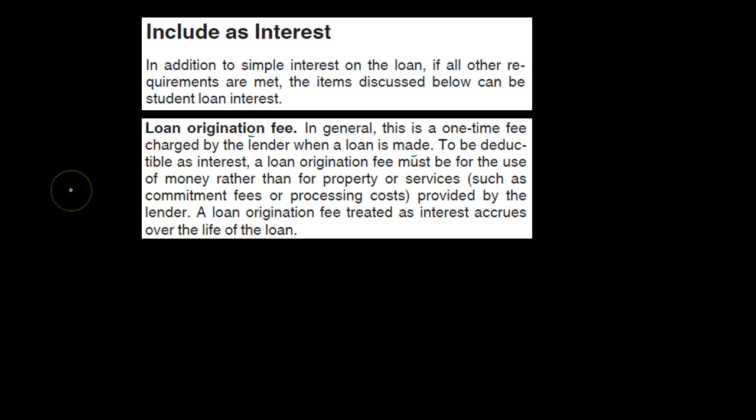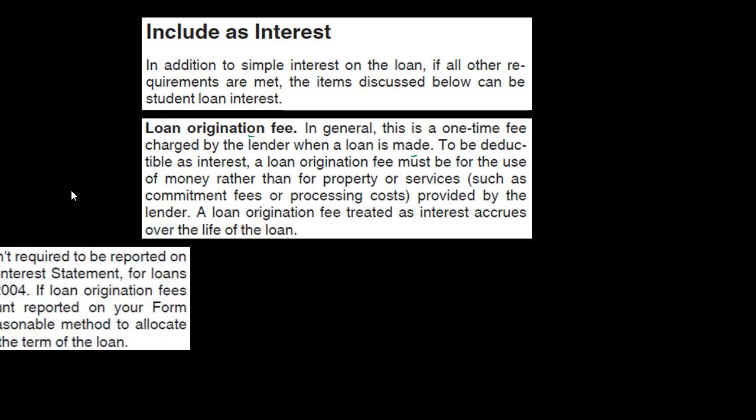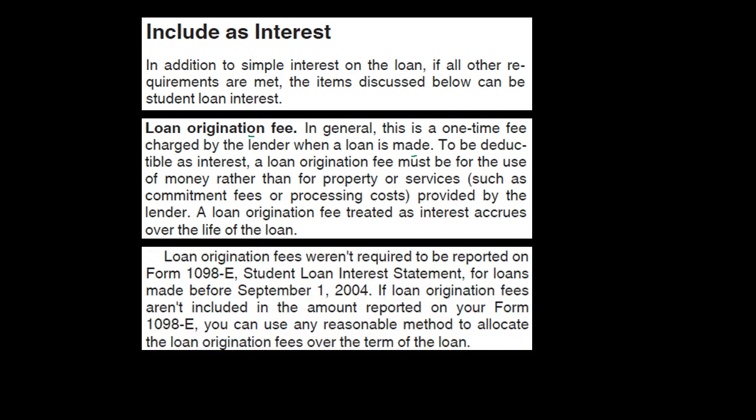Back to the text. To be deductible as interest, a loan origination fee must be for the use of money rather than for property or services, such as commitment fees or processing costs provided by the lender. A loan origination fee treated as interest accrues over the life of the loan. Loan origination fees weren't required to be reported on Form 1098-E, Student Loan Interest Statement, for loans made before September 1st, 2004. If loan origination fees aren't included in the amount reported on Form 1098-E, you can use any reasonable method to allocate the loan origination fees over the term of the loan.